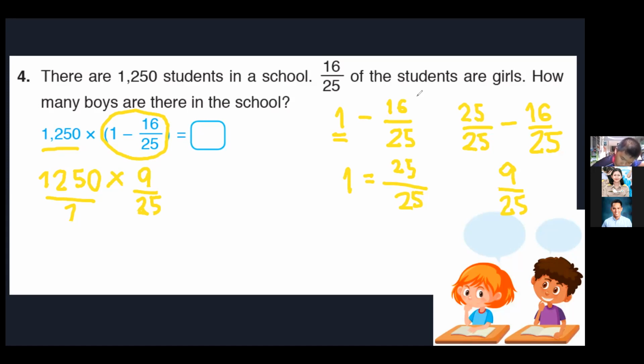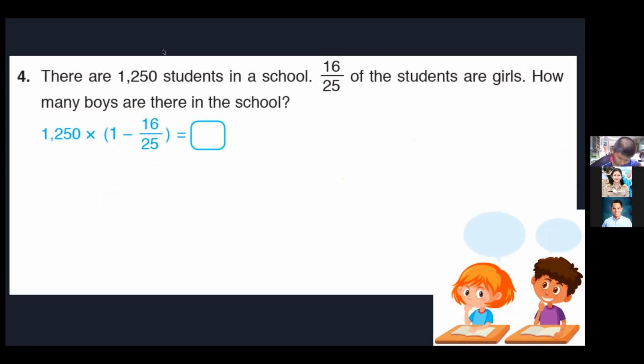You can multiply 1,250 times 9 and then over 1 times 25. Or you can cancel 1,250 and 25 divided by 25. The 25 becomes 1. 1,250 divided by 25 is how many? It's 50. Okay, so I'll erase what I have written so you can see. Like this.